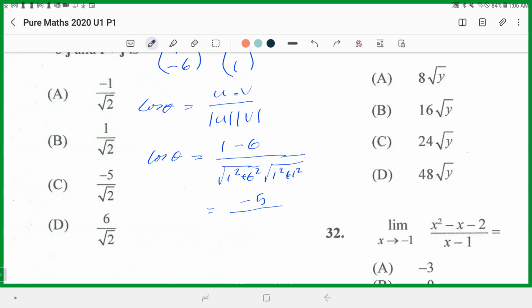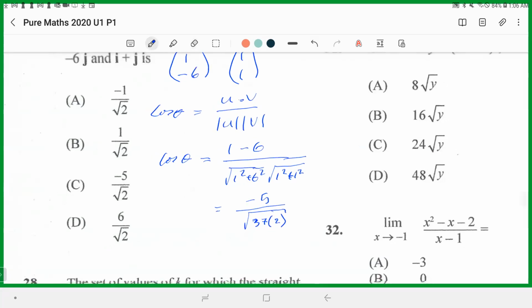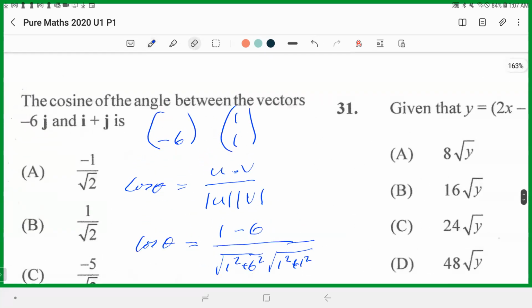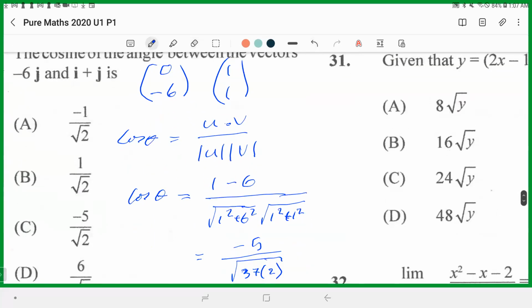And then this is 2. So it becomes the square root of 37 times 2. If I make a mistake, I'm not seeing those answers. I made a mistake. It's not a 1, it's a 0. This is 0. There was no 1. So 0, -6, 0. Let's correct that now. So this is supposed to be a 0.